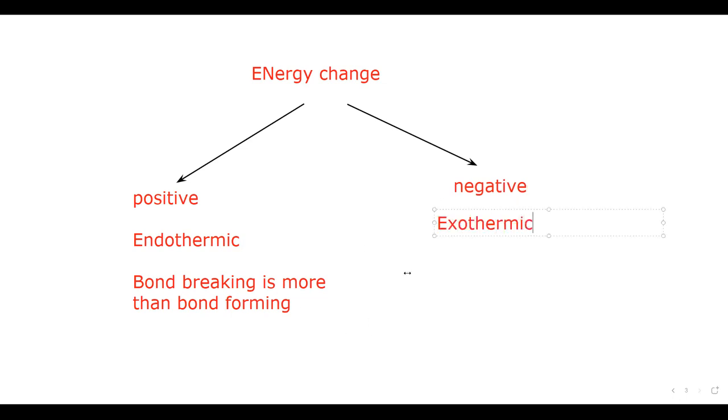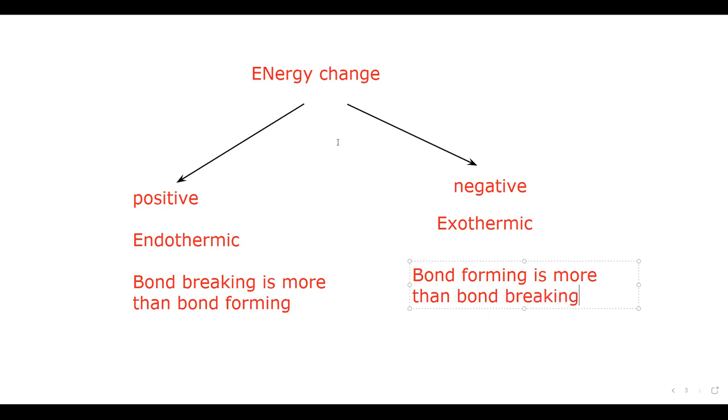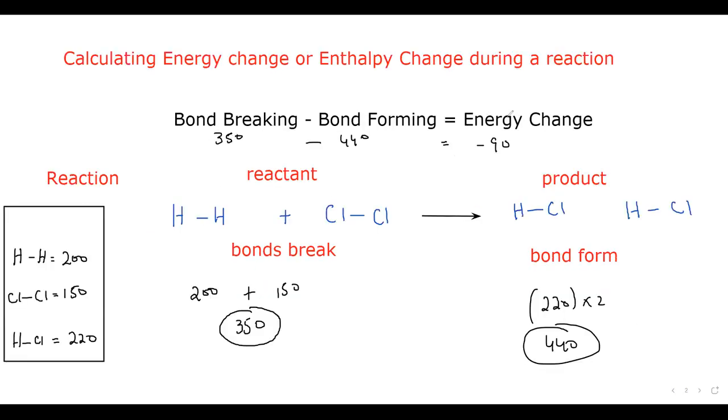And what it shows is that the bond forming energy is more than bond breaking. So if the energy change is negative, it means the reaction is exothermic, and if it is positive, the reaction is endothermic. So when we calculate the energy change here, we are getting minus 90. So what kind of reaction is this, endothermic or exothermic, when we are getting a negative energy change?